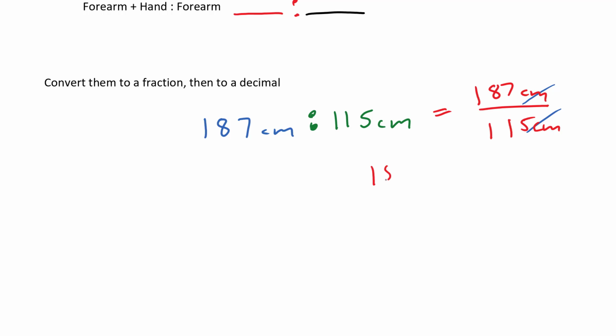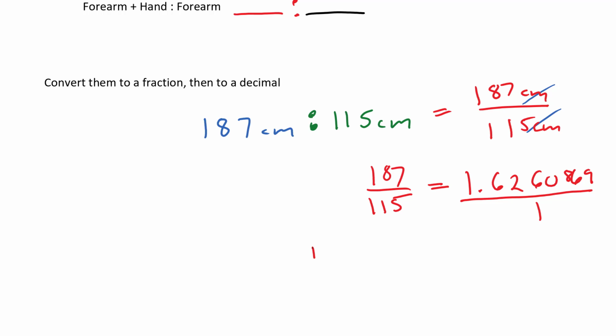We then write it down as such. This is in simplest terms. I cannot simplify that anymore. I could convert it to a mixed number, but what I want you to do here is I want you to divide it. I want you in your calculator type 187 divided by 115. And here I get the number 1.62608669. This is your whole number, and I can turn that into a fraction by placing it over a 1. So this would be a ratio of 1.626 if we just take it to 3 decimal places compared to 1.